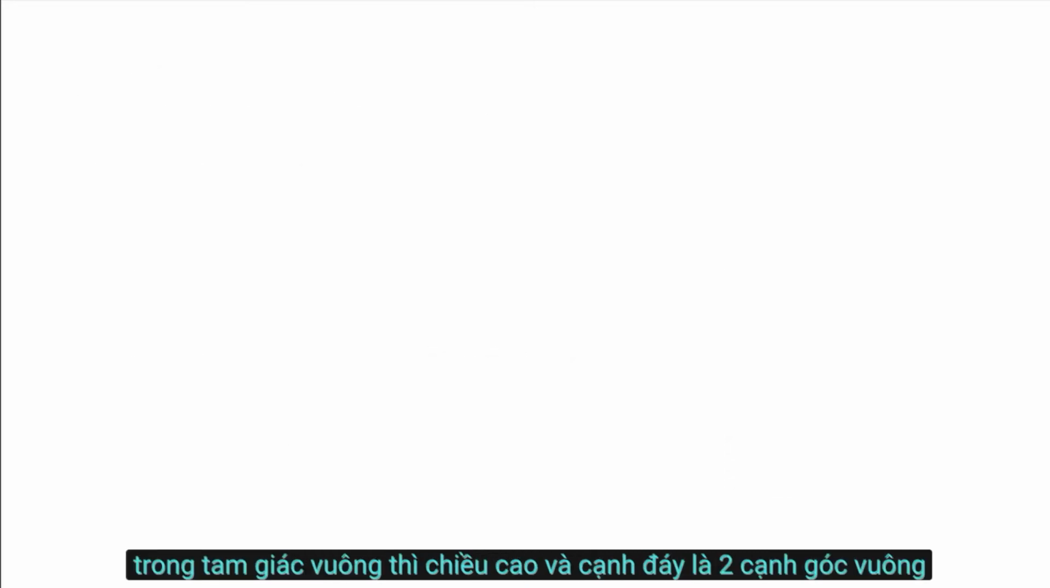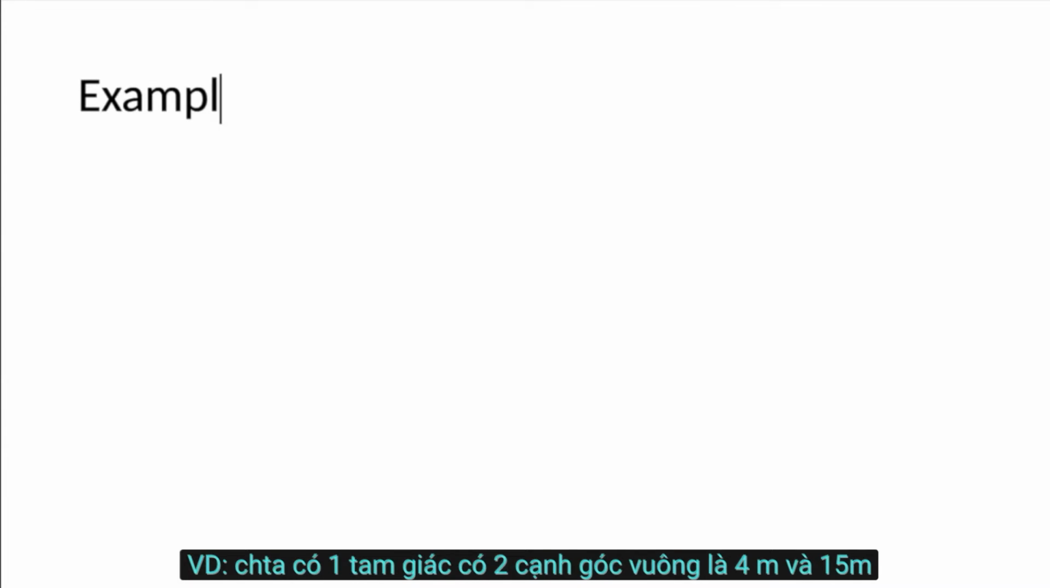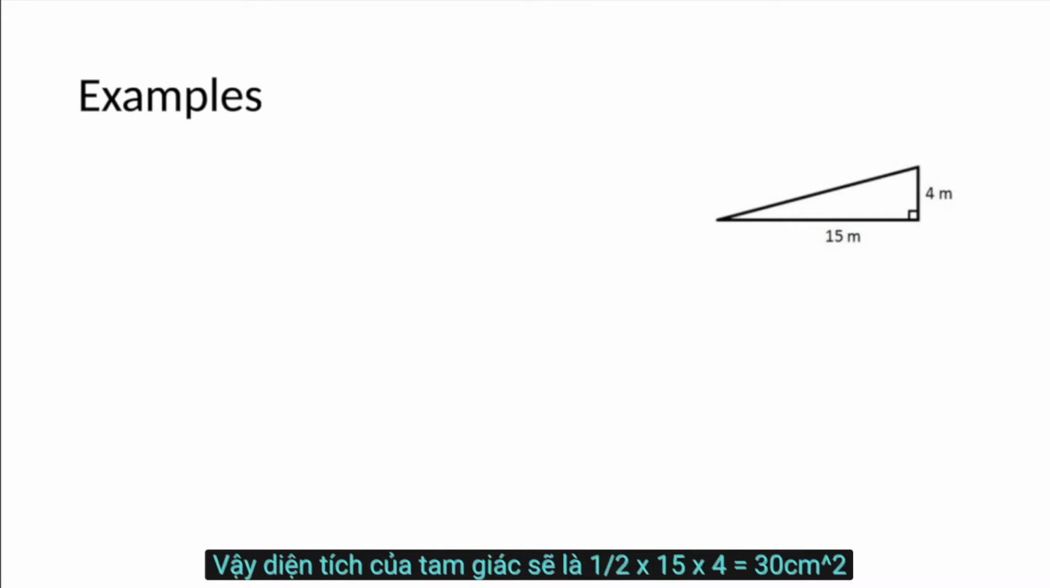If you have a right-angled triangle, the height and base would be the 2 sides that make up the 90 degrees angle. And here we have a right-angled triangle with the lengths of the 2 sides that make up the 90 degrees angle as 4 meters and 15 meters. Therefore, the area of the triangle would be 1/2 times 15 times 4, equal to 30 meters squared.